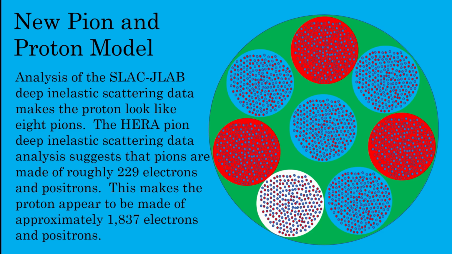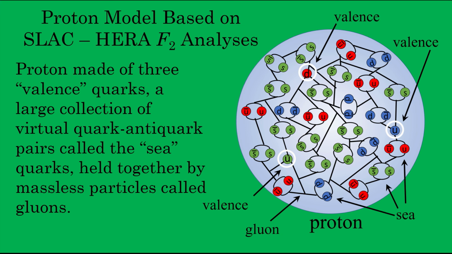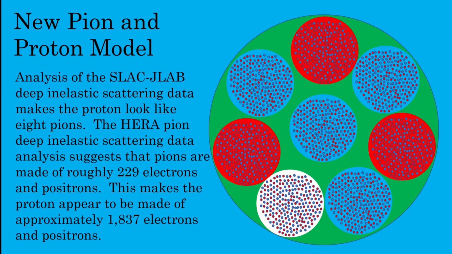So, it appears the pion, and by extension the proton, is made of electrons and positrons. But how is this possible? The original electron-proton deep inelastic scattering analyses concluded that the proton is made of 3 valence quarks, 2 up quarks and 1 down quark, in a sea of up, down, and strange quark-antiquark pairs, all held together by a collection of gluons. The analyses here of the SLAC, JLab, and HERA data in concert appear to reveal that the proton is made of pions, which, in turn, are made of electrons.